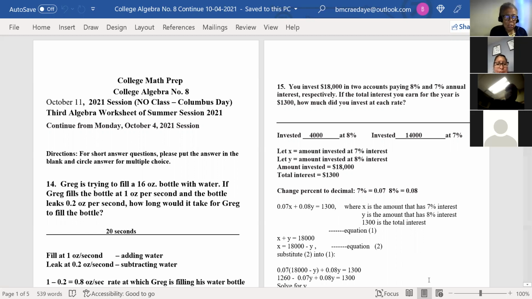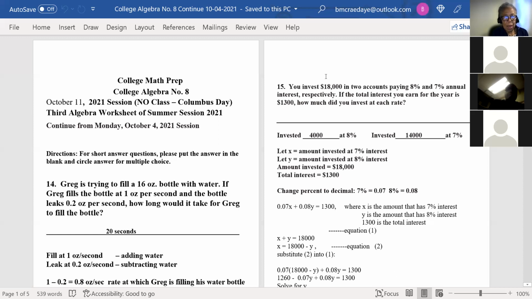All right. So X amount invested at 7%, Y amount invested at 8%. Total invested 18,000 spread over those two accounts. Total interest earned from those two accounts for that amount, $1,300. So the first equation is to take the percent converted to a decimal times the amount invested and do that for both accounts. And that totals the total interest, $1,300.